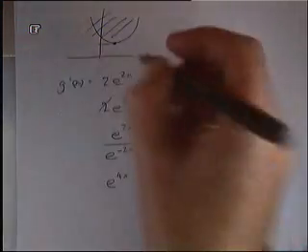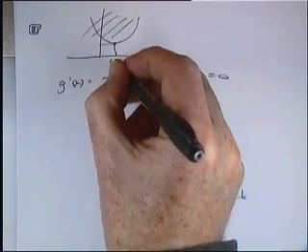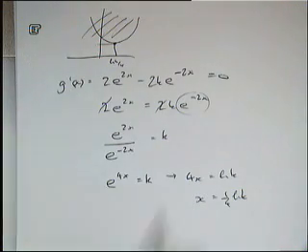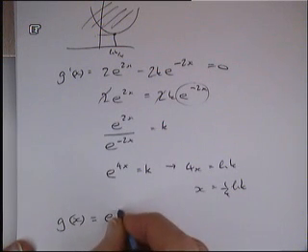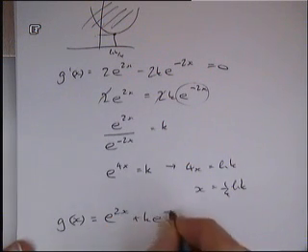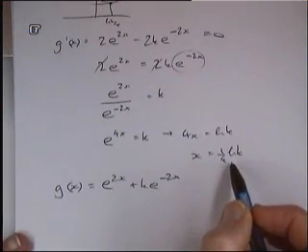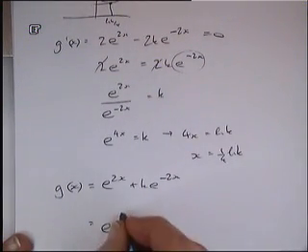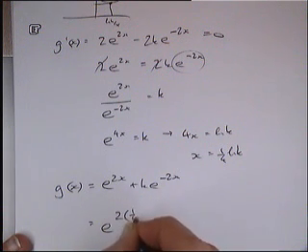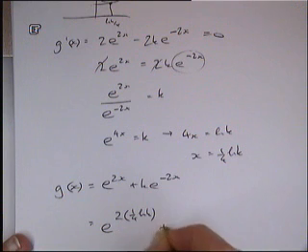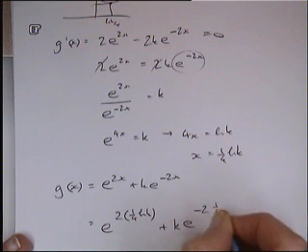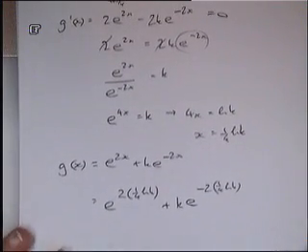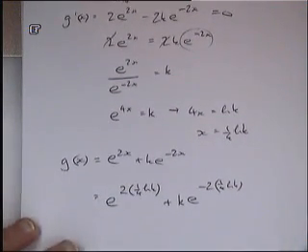So what I now know is that this x value here is log of k all divided by 4, and I need to find the y value that goes with it. Well, the y value comes from the function g. So what I now need to do is replace every x value here with this quarter log of k. So I get e to the 2 times a quarter log k plus k times e to the minus 2 lots of a quarter log k. And if I work this out, I will get the minimum height of the curve.